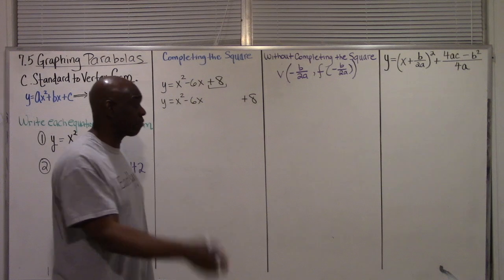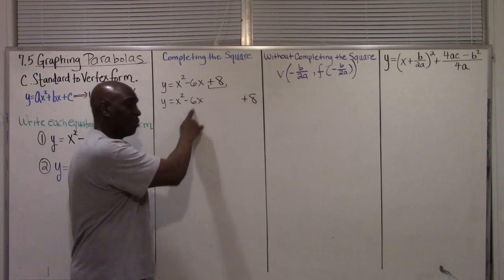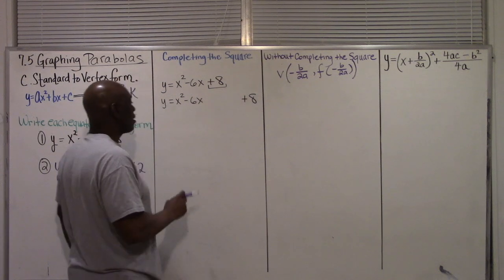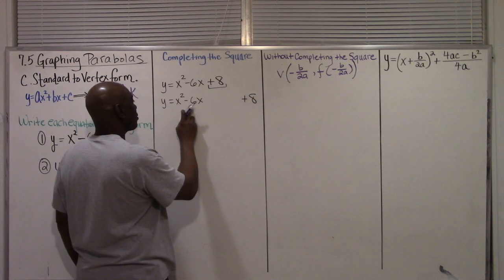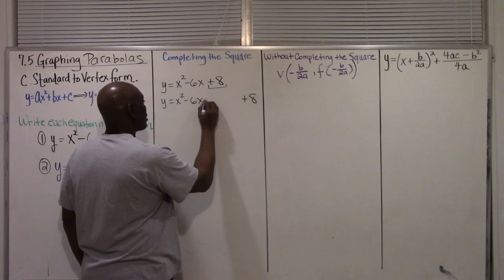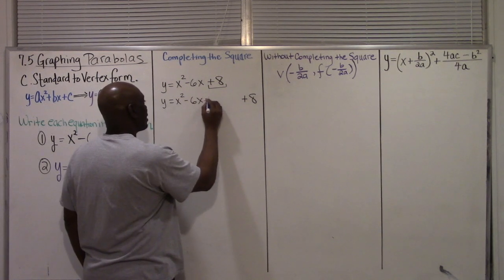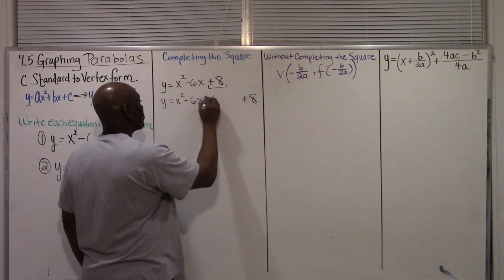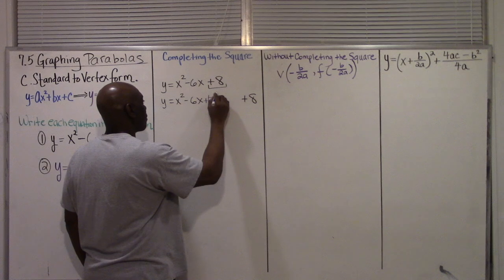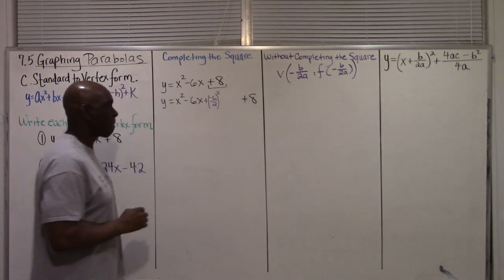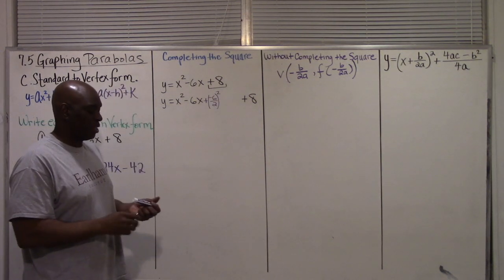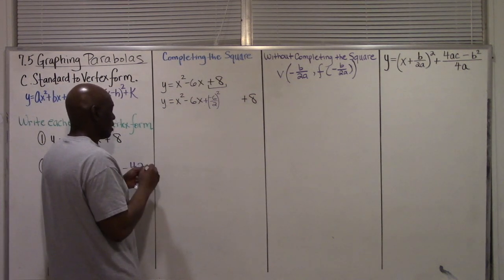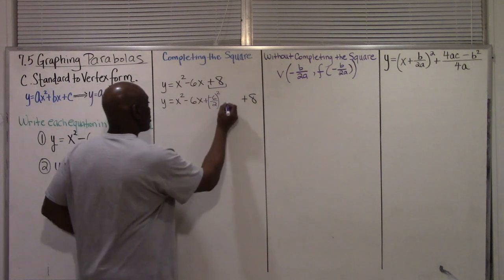When you complete the square, you take this term right here, you take half of it, and you square it. All right? So if I take this term right here, and I add, so it's going to be a plus -6, take half of it, and square it. Okay? Now notice this. If I add it, I must also subtract it.